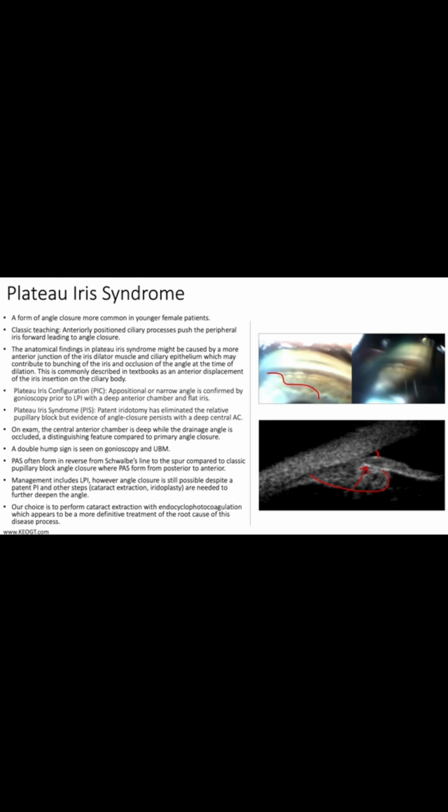Management includes laser peripheral iridotomy. However, angle closure is still possible despite a patent PI, and other steps such as cataract extraction and iridoplasty are often needed to further deepen the angle. We find that iridoplasty is really just a temporizing measure and have not utilized this in our clinics for the past decade. Our choice is to perform cataract extraction with endocyclophotocoagulation, which appears to be a more definitive treatment of the root cause of this disease process.